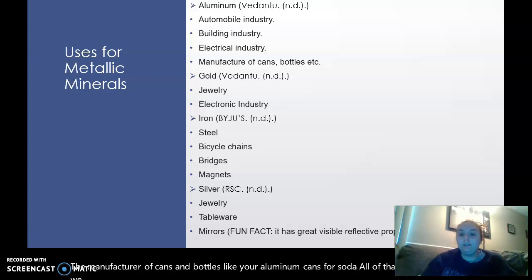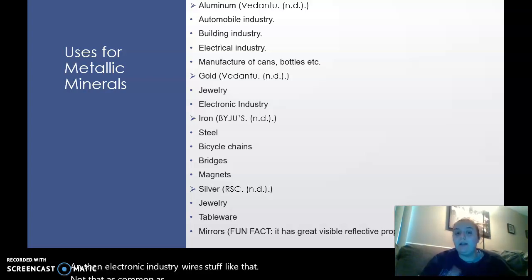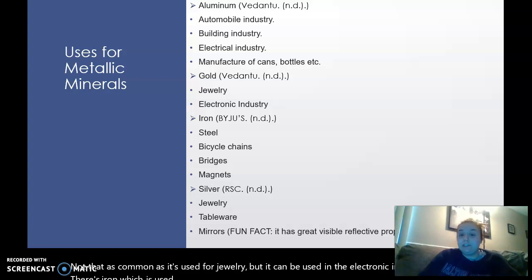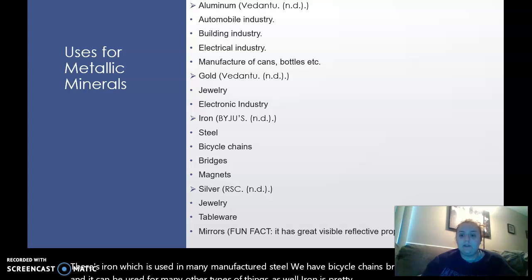We have gold, where the most obvious use is jewelry. There's lots of gold used for jewelry every year, and then the electronic industry, like wires. It's not as common as it's used for jewelry, but it can be used in the electronic industry. There's iron, which is used in manufactured steel. We have bicycle chains, bridges, magnets, and it can be used for many other things as well. Iron is pretty common to be used in a lot of stuff.